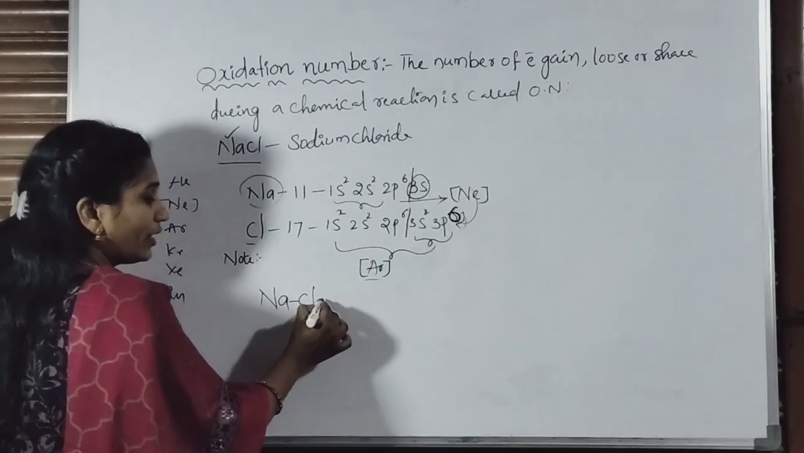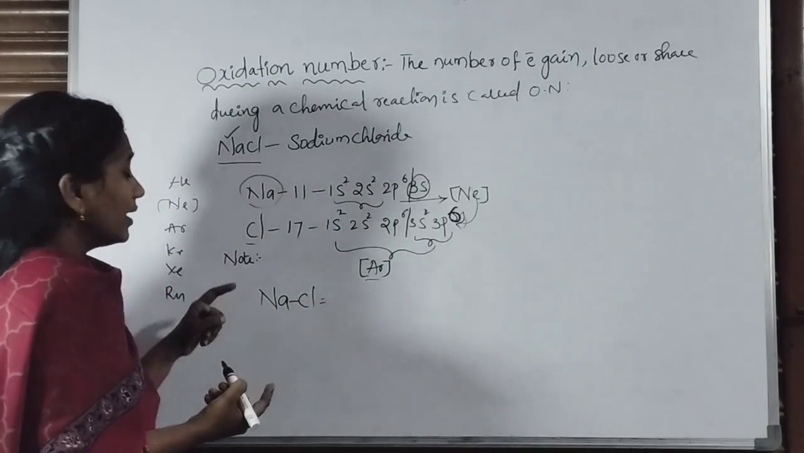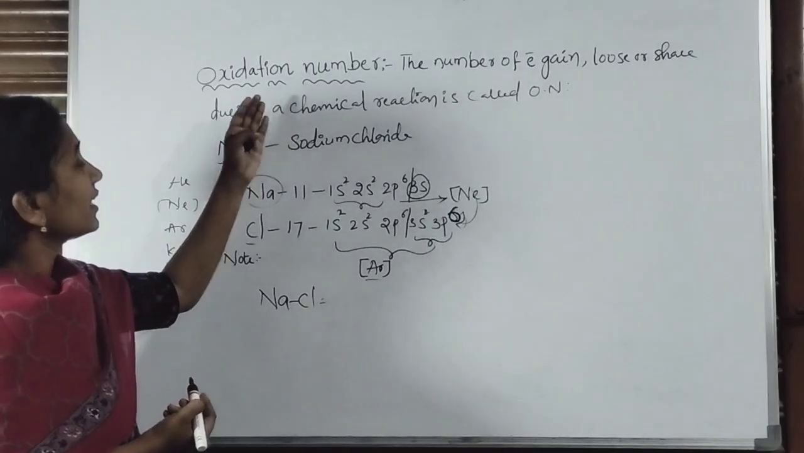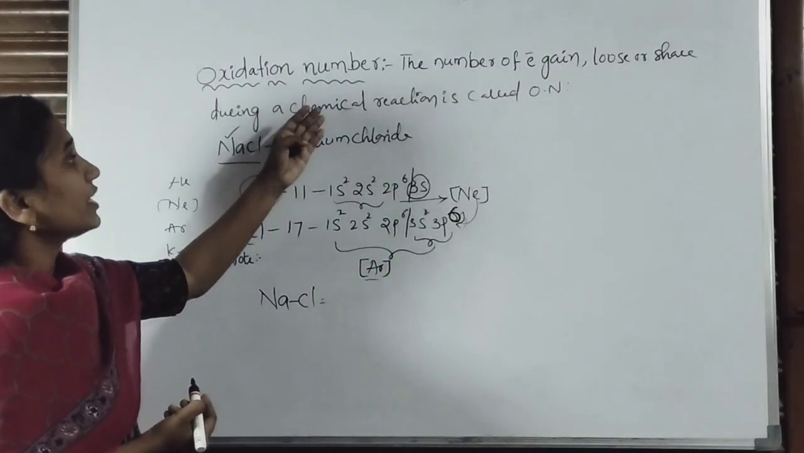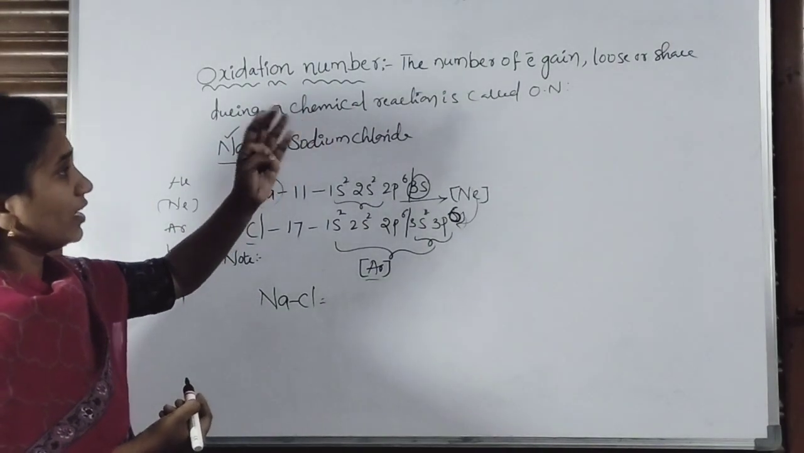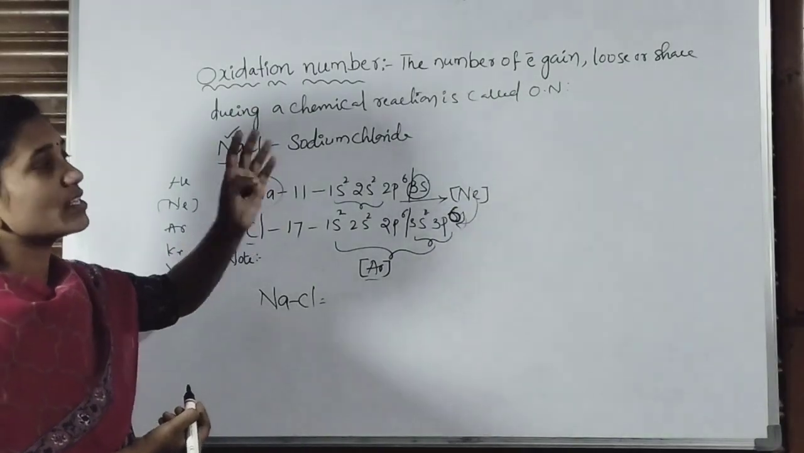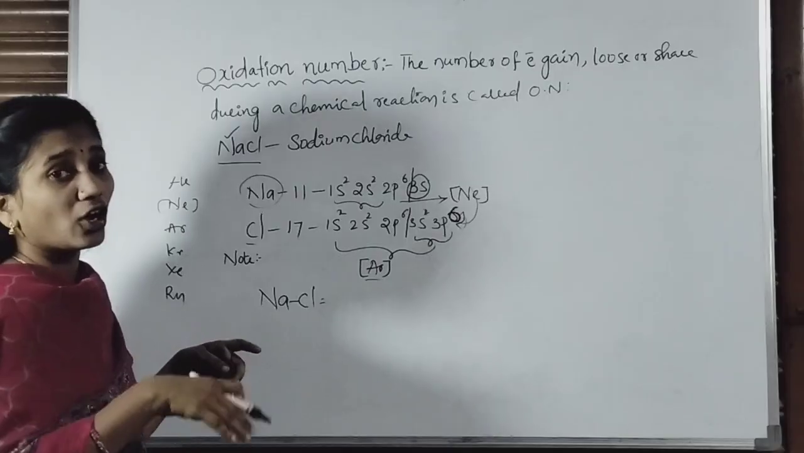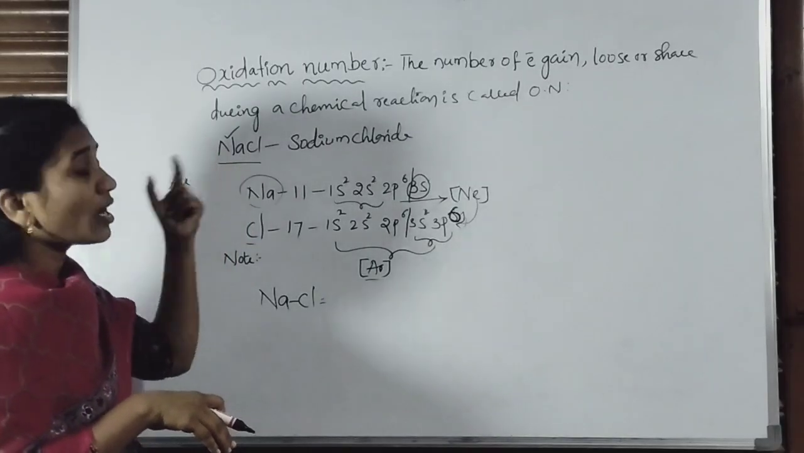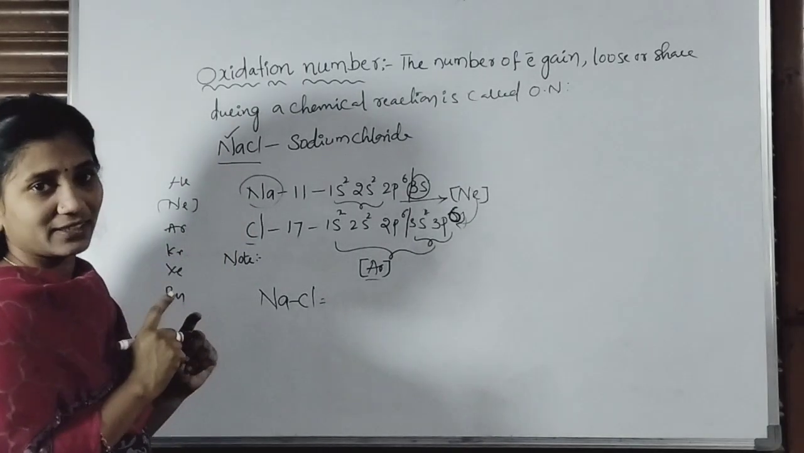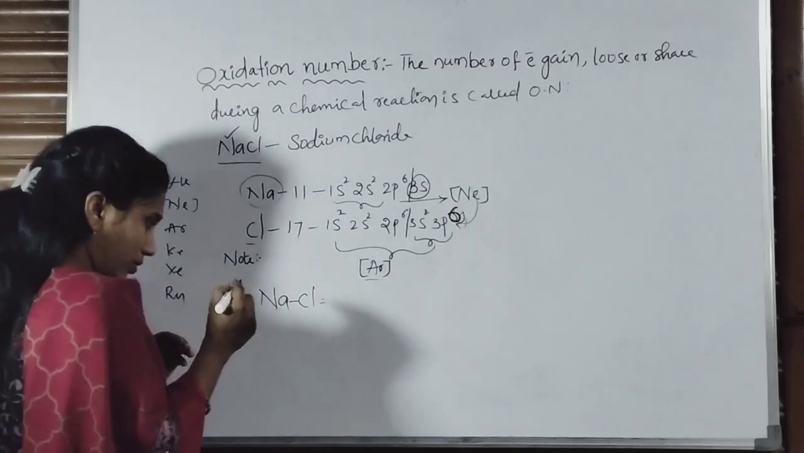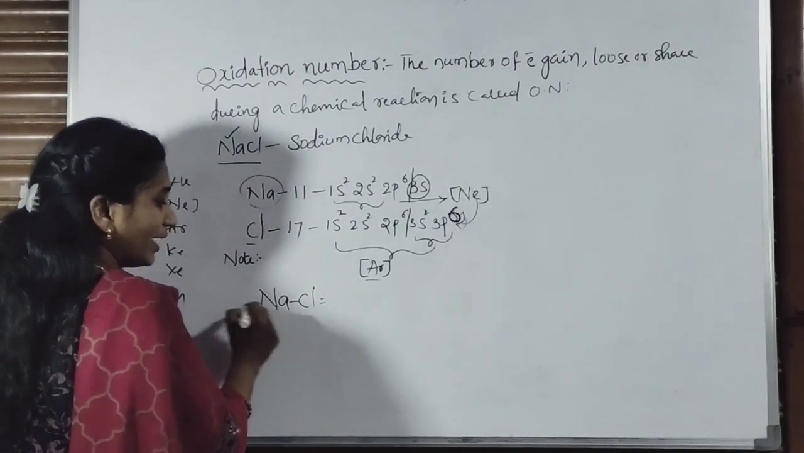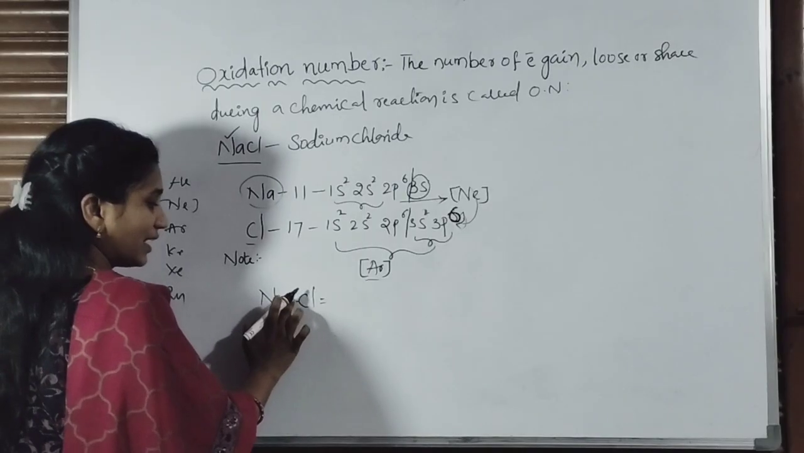Now here, if we want to write an oxidation number for sodium, how do we do it? Here I have written the definition: the number of electrons gained, lost or shared during a chemical reaction is nothing but the oxidation number. How many electrons are gained or lost in the formation of sodium chloride? Only one electron, yes or no? Now, to avoid confusion, let me write it properly, NaCl.